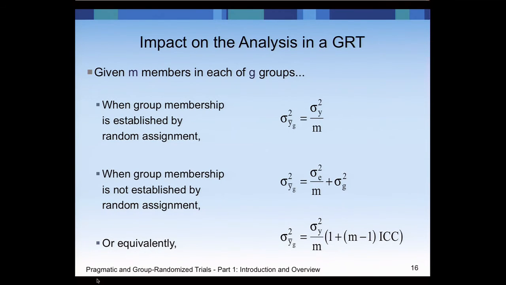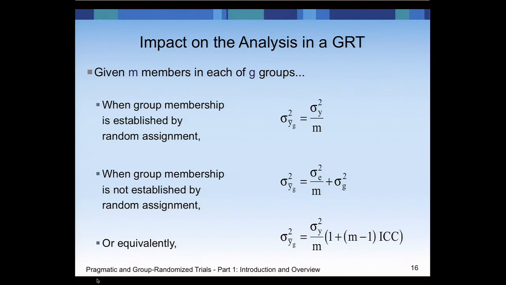Another way to write that expression is in the third equation, which is probably more familiar to those of you viewing this material. Now the variance of the group mean in a group randomized trial is the usual variance of the group mean, sigma squared y divided by m, multiplied by this parenthetical phrase, 1 plus m minus 1 times the ICC. This parenthetical phrase is sometimes referred to as a variance inflation factor, sometimes referred to as a design effect. Many of you will be familiar with design effects from cluster sampling context in the survey sampling course, and it's exactly the same thing here.